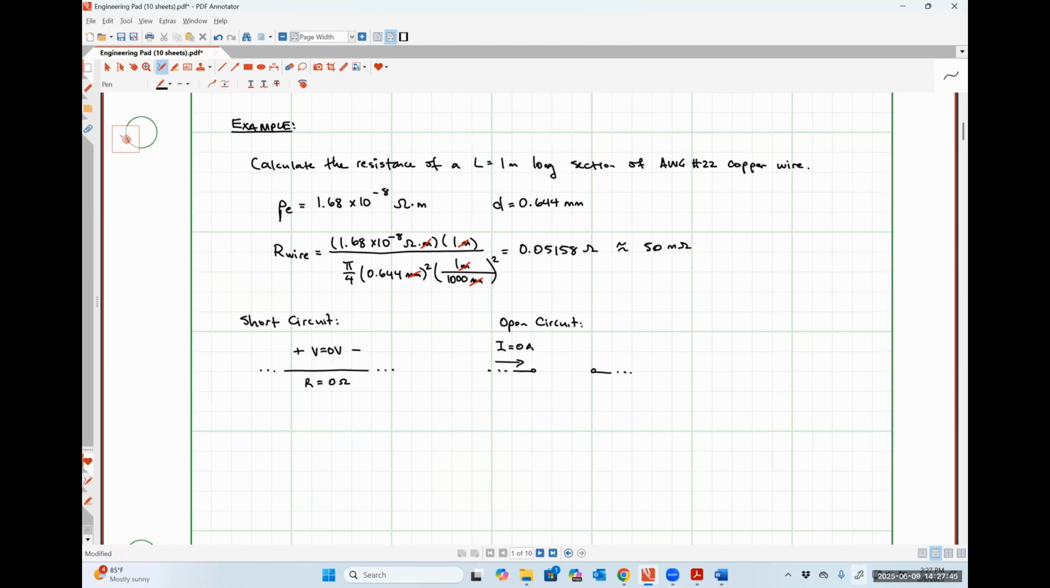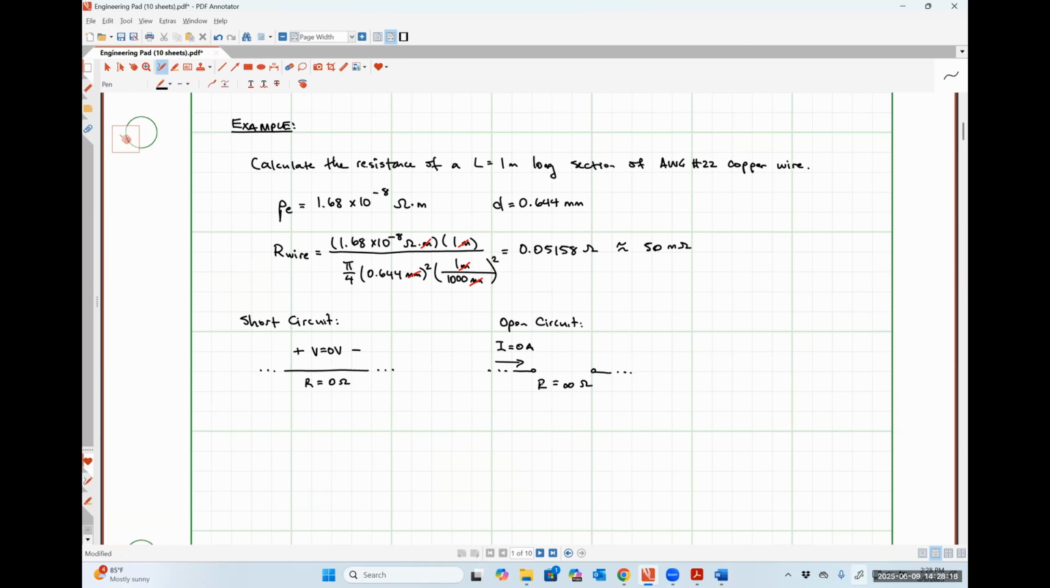Well, since I is in the denominator for our Ohm's law relationship, R is equal to V over I, we have something divided by 0. So that means that our resistance is effectively going to look like it's infinitely large. So we're going to treat any open circuit as an infinitely large resistance and any short circuit as an infinitely small or 0 resistance.